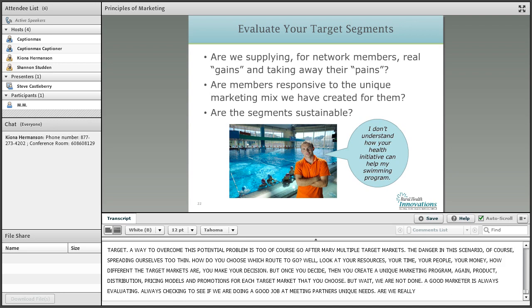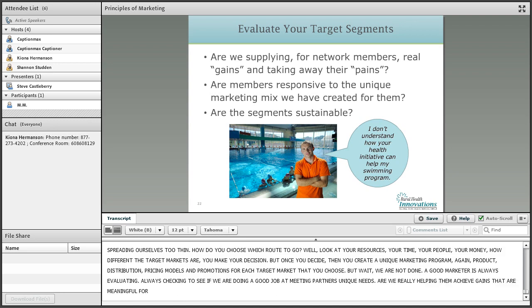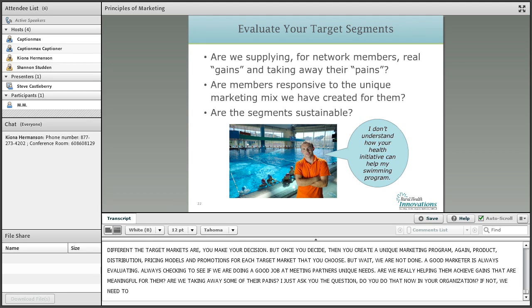Now, some organizations will just choose one target market, which in the slide is called concentrated targeting, and they'll just pursue one target market. While this is great and it allows us to really hone in on those specific needs, there's always a caution in putting all of our eggs into one basket.